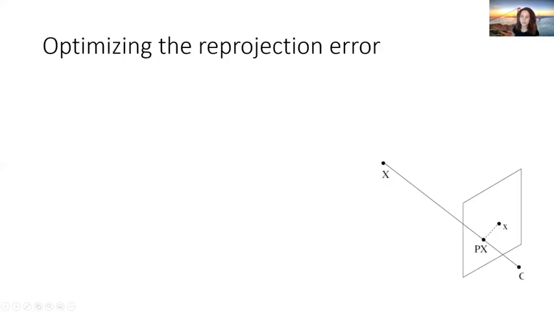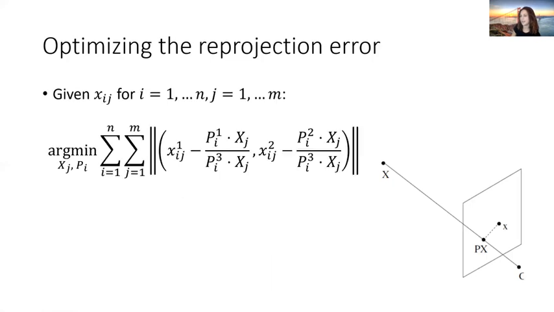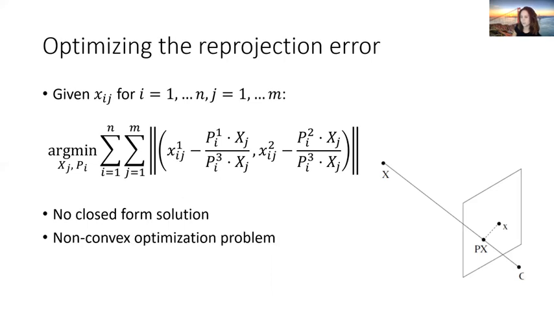So what is the problem? Why can't I just minimize it? Meaning, assume that I have the image points Xij. Why can't I just find all the Xj that minimize this loss? Well, it turns out it's a very hard problem. There's no closed form solution. It's non-convex, and it requires a very good initialization.